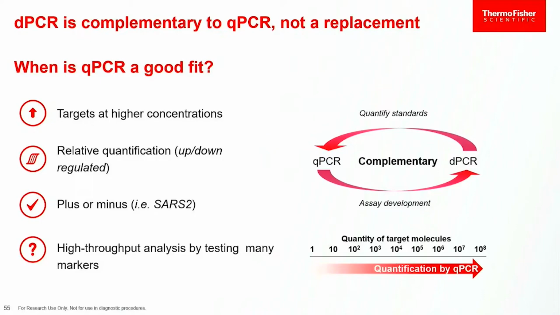qPCR is fast, effective, cheap. Digital PCR is more expensive, but it gives you access to data you can't get in qPCR. So yes, it's more expensive, but if you can answer your question definitively, is it worth it? There's always a trade-off in our experiments in science, and that's what we're looking at here. There's never going to be a replacement for the speed and cost of qPCR.